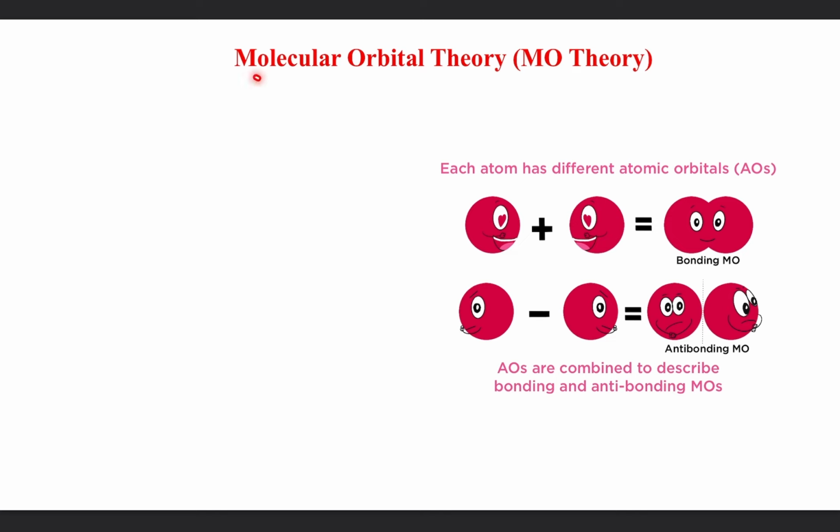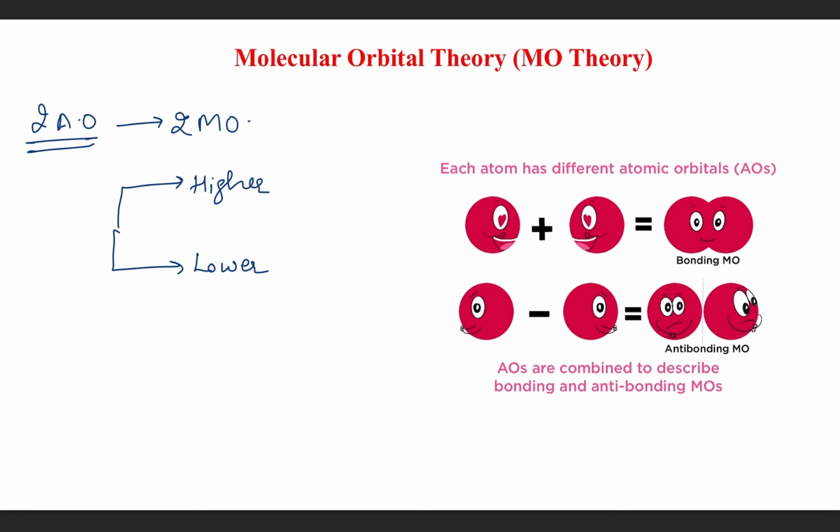Now moving on to the molecular orbital theory. According to this theory, when two atomic orbitals combine together, they will give two molecular orbitals. One will be lower in energy and one will be higher in energy. The molecular orbital which is of lower energy is known as the bonding molecular orbital, and the one of higher energy is known as the anti-bonding molecular orbital.